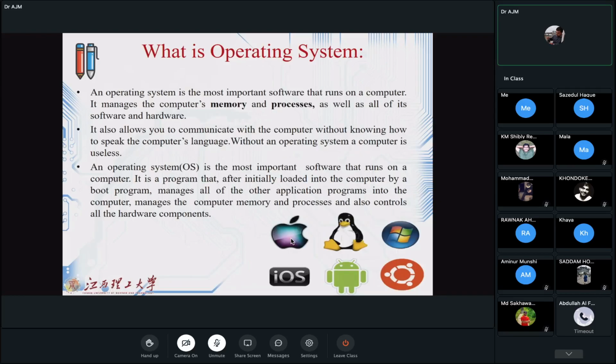First of all, what is an operating system? It is the most important software that runs on the computer, and it manages the computer memory and processes, as well as all of its software and hardware. The main thing that we can do with this operating system is that it allows you to communicate with the computer without knowing how to speak the computer language, meaning the machine language. And without an operating system, a computer is useless.